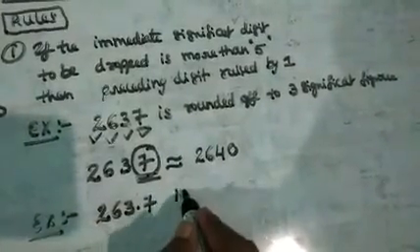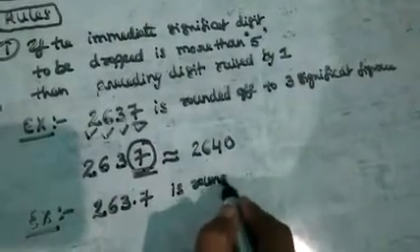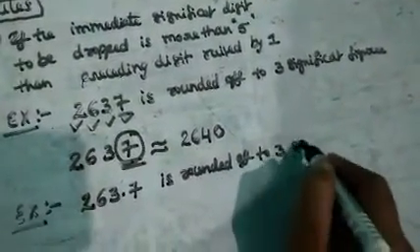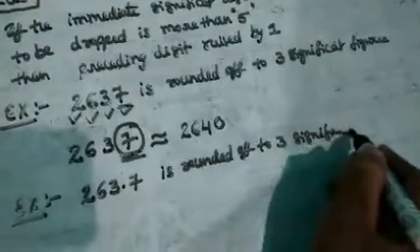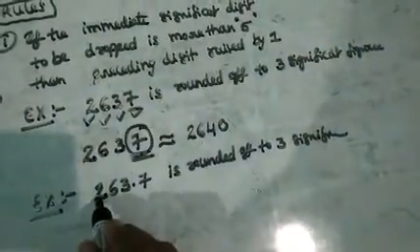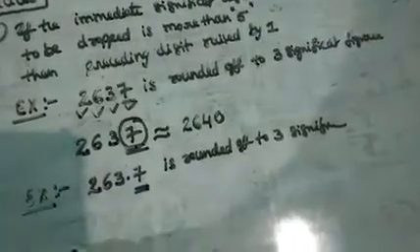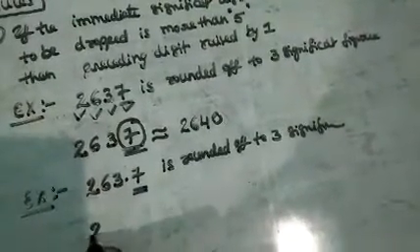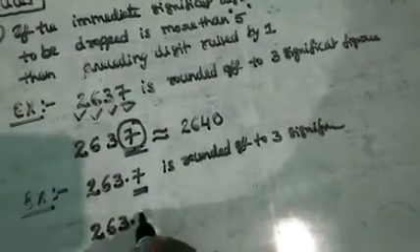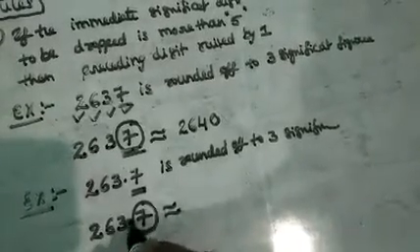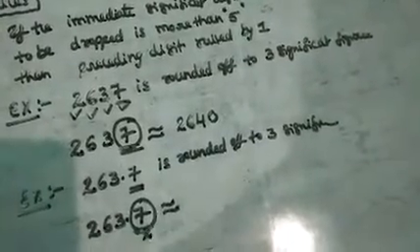263.7 is rounded off to 3 significant figures. So what is the answer? 2 must be there, 6 must be there, 3 must be there. The 7 is not necessary. I want to delete this. How to delete this?